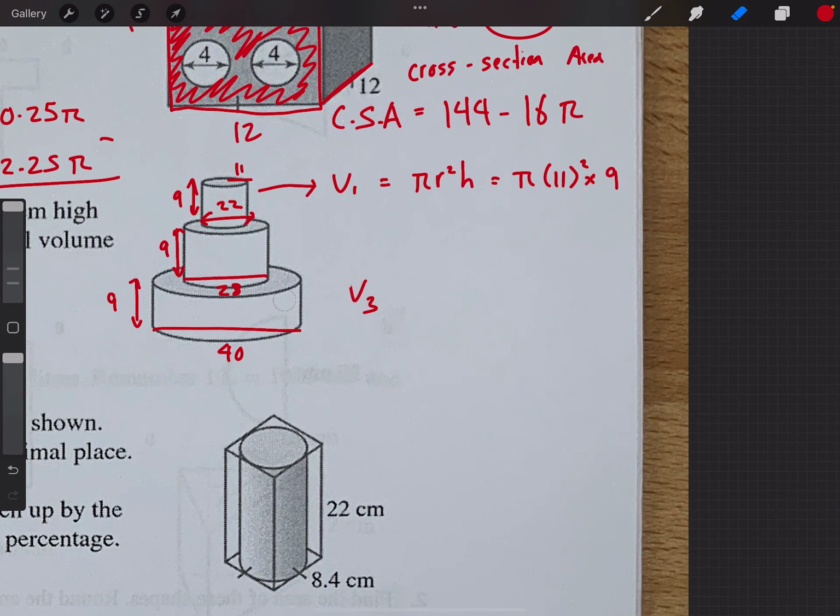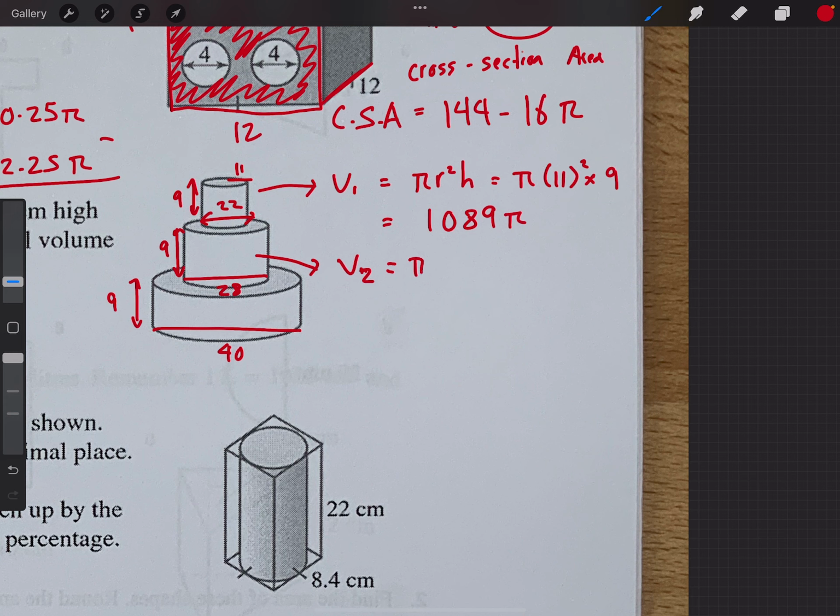Let me just move this around here. Now 11 squared is 121. Times it by 9, and that will be 1089 pi.